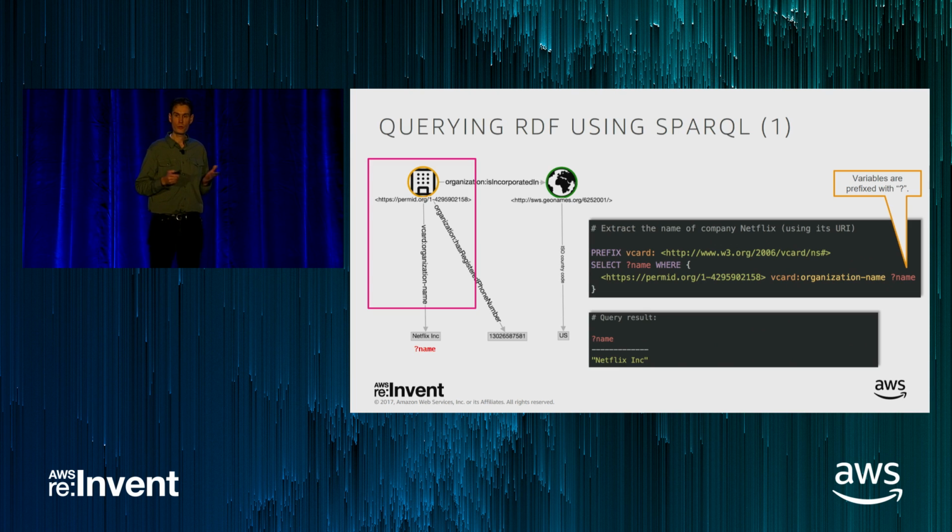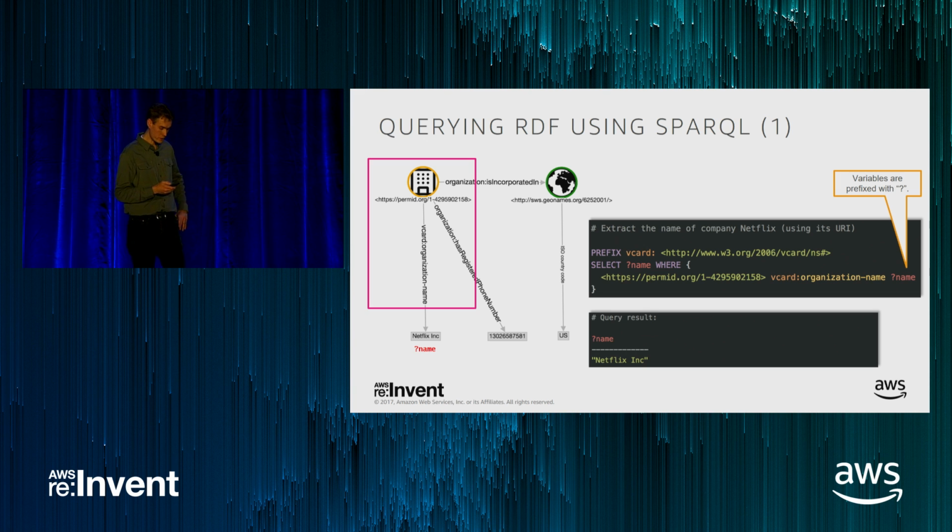So how do you query RDF? We showed an example using SPARQL. And this is how we would query this graph using SPARQL. You can see we're using a triple pattern here. Again, we're using a variable. And so we want to ask, what's the name of this company? We get back the result.